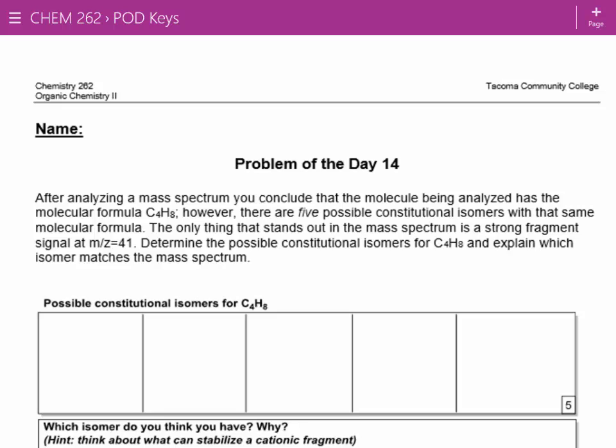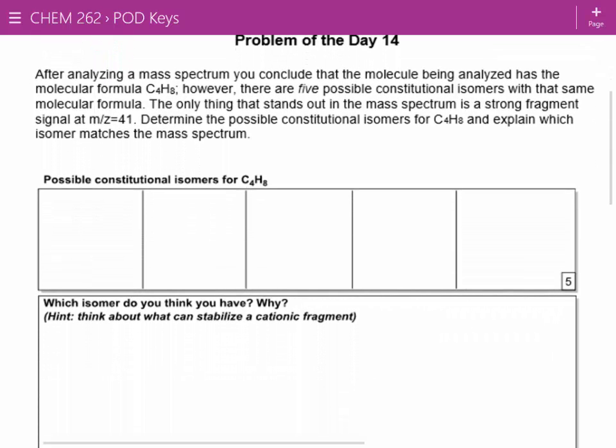All right, everybody, let's get started today with the problem of the day that you had to work on over the weekend. The problem of the day was looking at a mass spec problem where it said that we have 5 different constitutional isomers for C4H8. So your first task was to determine all of those different isomers.